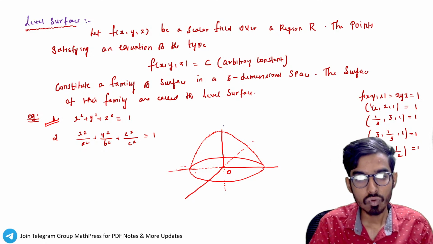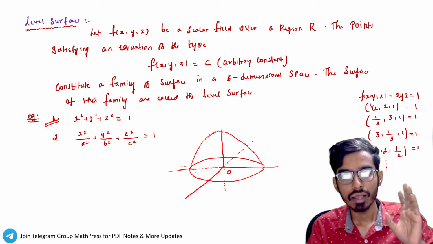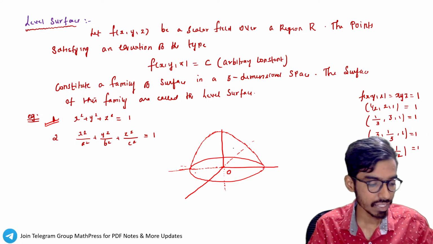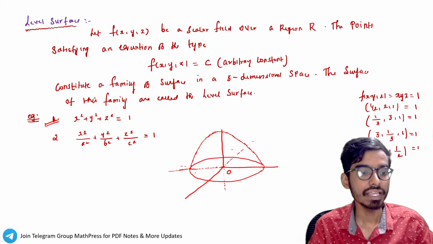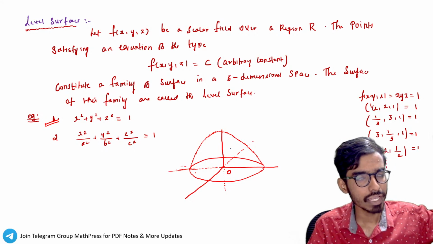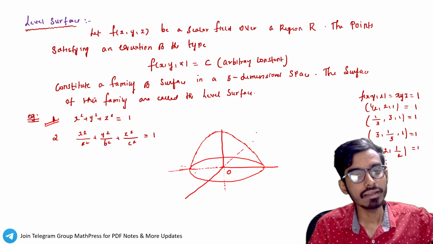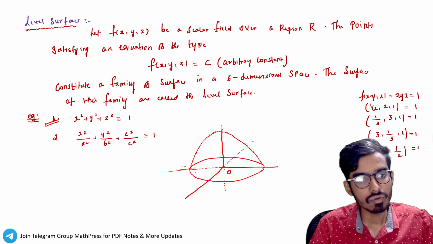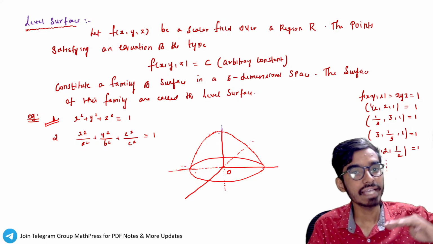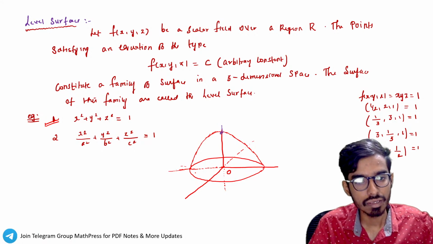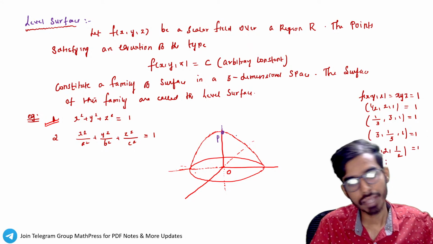Now the next thing we're going to do is, for a level surface, we are going to find the tangent plane and normal line for this level surface. So we are going to find the tangent plane at a point P. First let us take a point P. Let's say this is a point P.